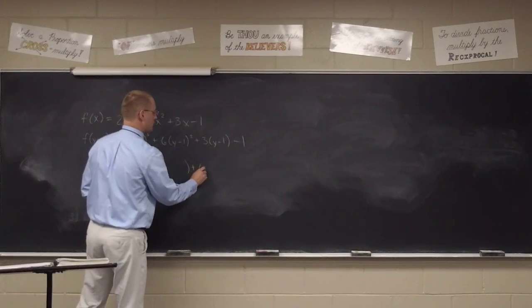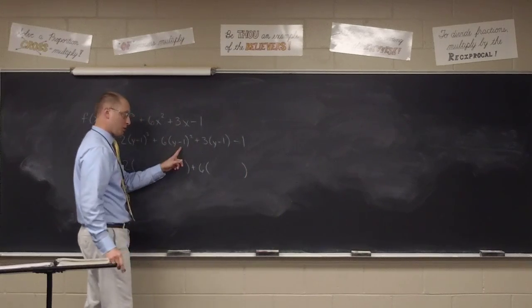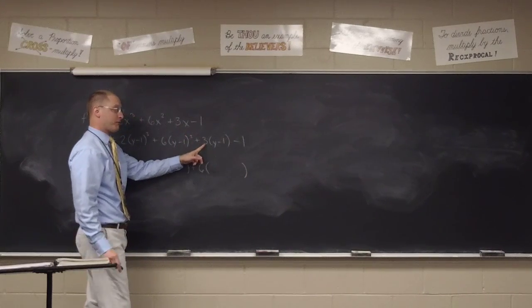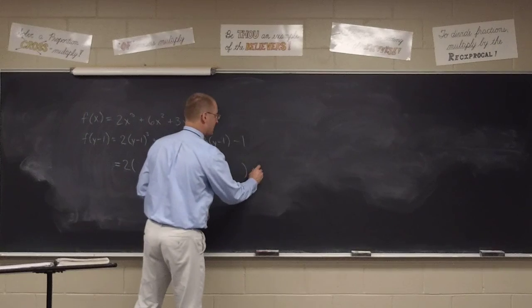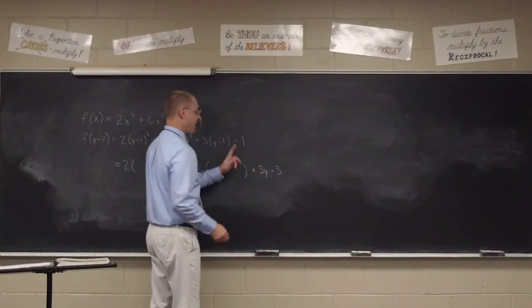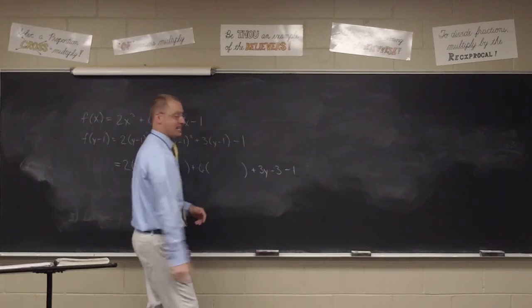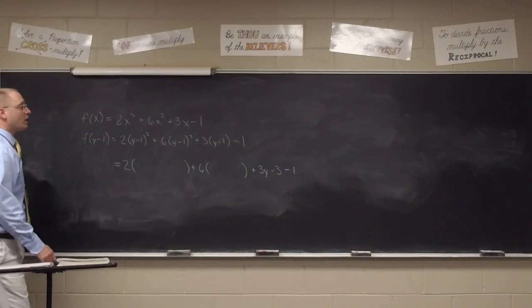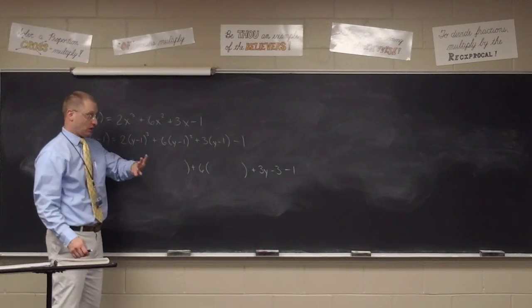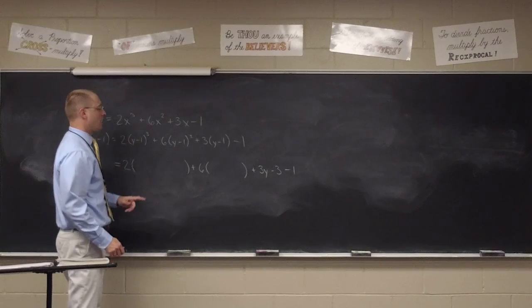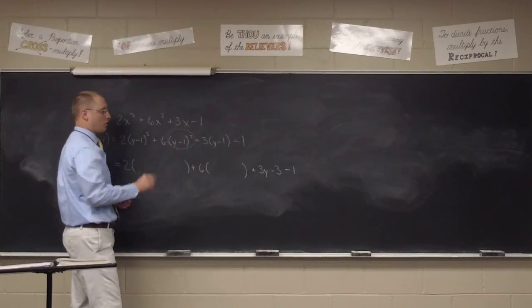I also cannot distribute the 6 until I square the binomial. But there's nothing to stop me from distributing the 3, which Chris already did when he got the 3y minus 3. And the negative 1 back here doesn't need to have anything done with it. Take it on, just make it 3y minus 4. We'll get to that in a second. What do we get when we square the binomial here? Ethan?